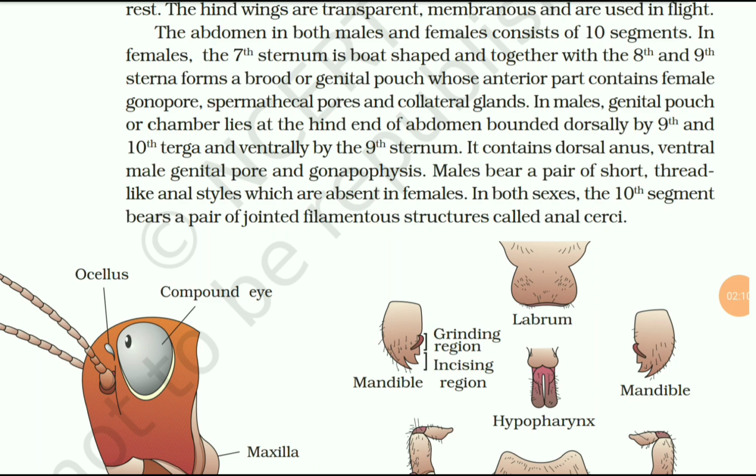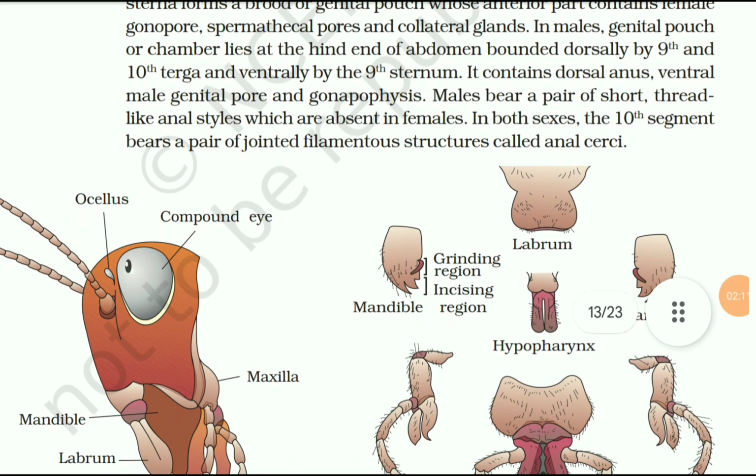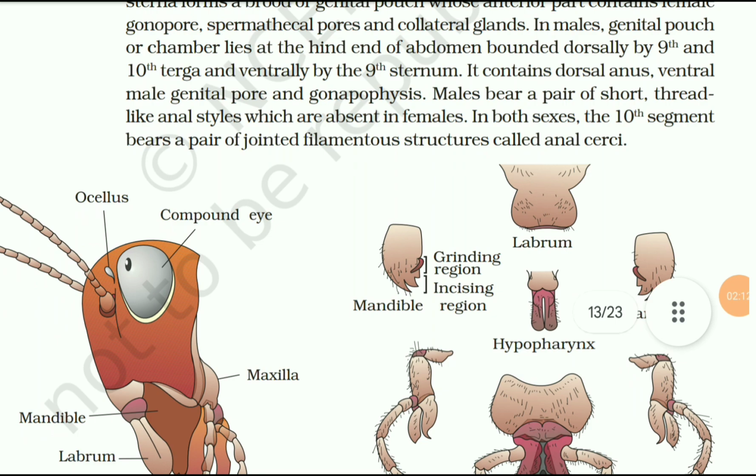In females, the seventh sternum is boat-shaped, and together with the eighth and ninth sternum forms a brood or genital pouch, whose anterior part contains the female gonopore, spermathecal pores, and collateral glands. In males, the genital pouch or chamber lies at the hind end of the abdomen, bounded dorsally by the 9th and 10th terga and ventrally by the 9th sternum.